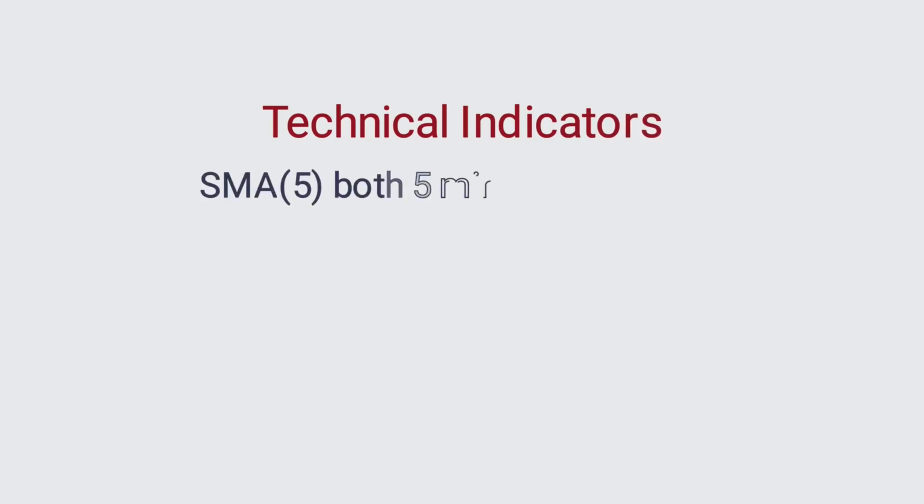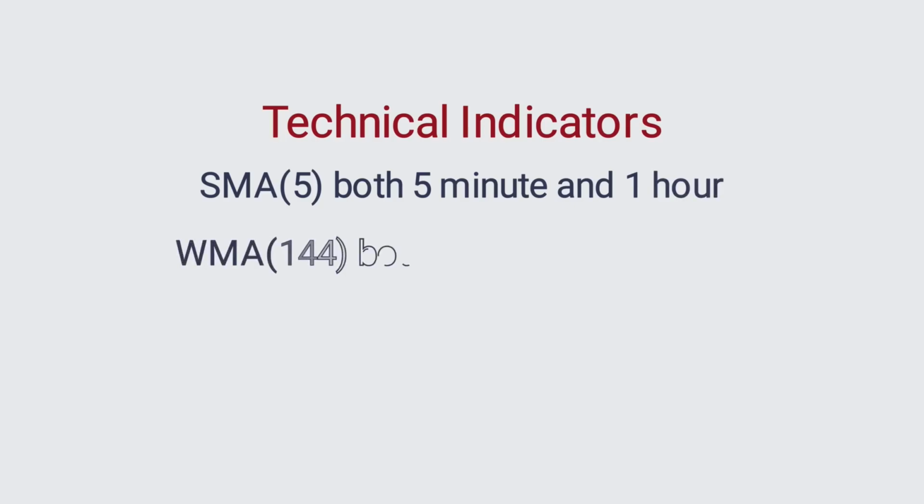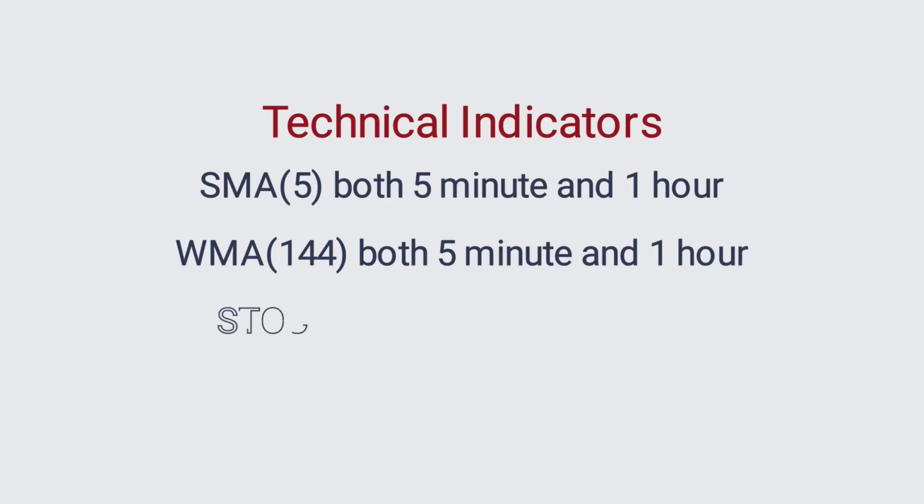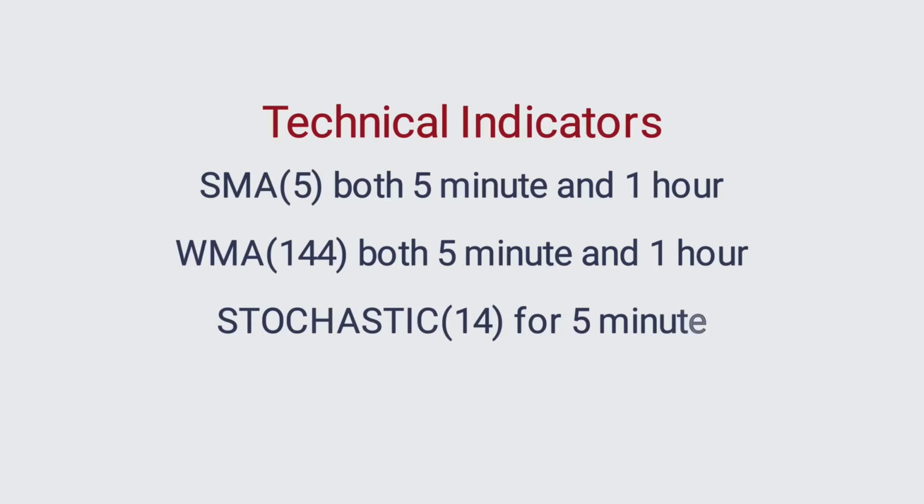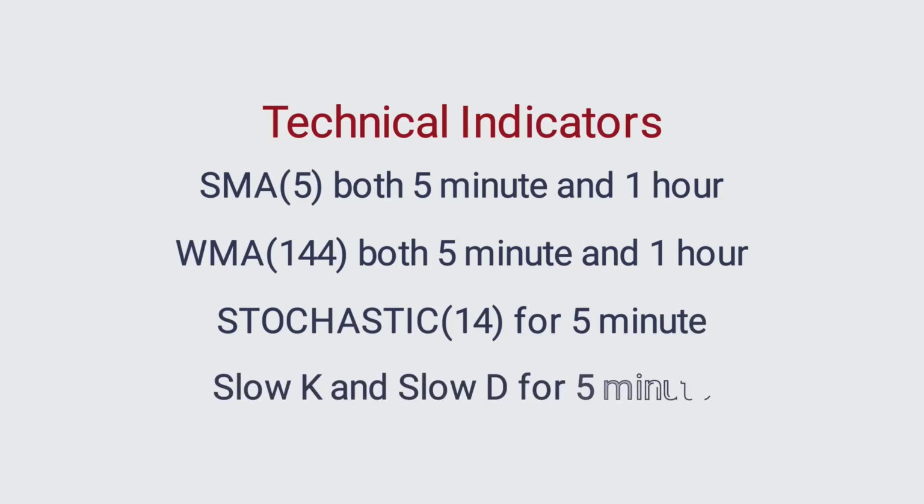Strategy description. Simple moving average 5 is for 5 periods. It is either 5 times 5 minutes or 5 times 1 hour. WMA is the weighted moving average for 144 periods. It is either for 144 times 5 minutes or 144 times 1 hour. Stochastic 14 is the stochastic oscillator for 14 periods. It returns slow K and slow D values.